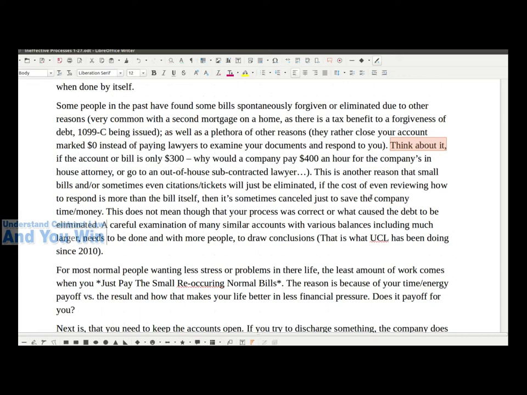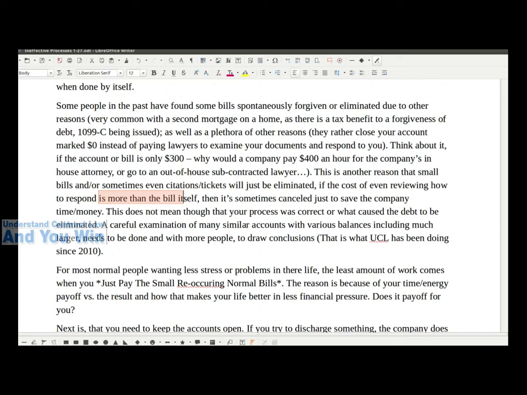Think about it. If the account or bill is only $300, why would a company pay $400 for 1 hour of the company's in-house attorney? Or why would they subcontract out to a lawyer from a law firm if the bill is only $300? So obviously they're not going to spend more than $300, or even close to $300, trying to collect $300. There is another reason that small bills and sometimes some citations or tickets will just be eliminated. If the cost of even reviewing how to respond to your letter is more than the bill itself, then it sometimes will just be canceled just to save the company time or money.